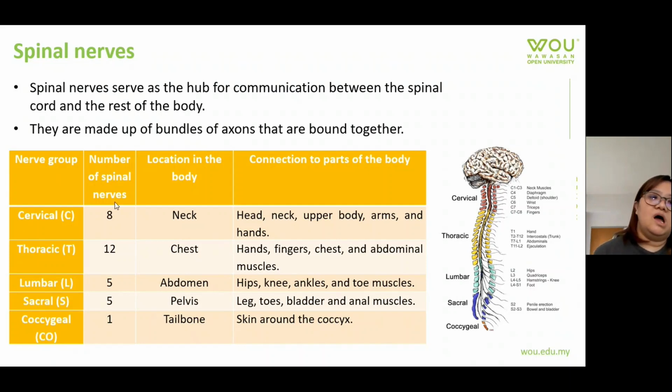Each nerve group has a different number of spinal nerves: 8, 12, 5, 5, and 1. They are located at different parts of our body: the neck, chest, abdomen, pelvis, and tailbone. All these nerves connect to different parts of our body, including our head, neck, upper body, arms, hands, muscles, knees, hips, legs, toes, bladder, inner muscles, etc.